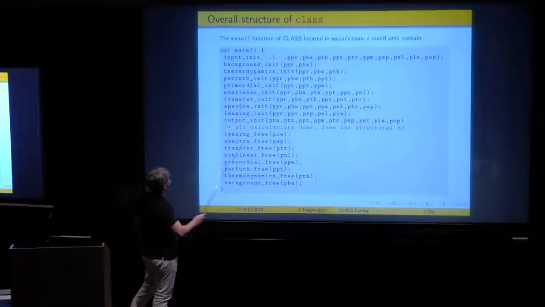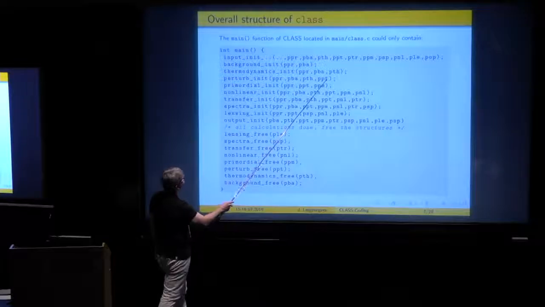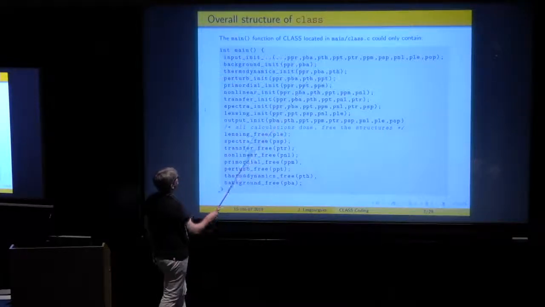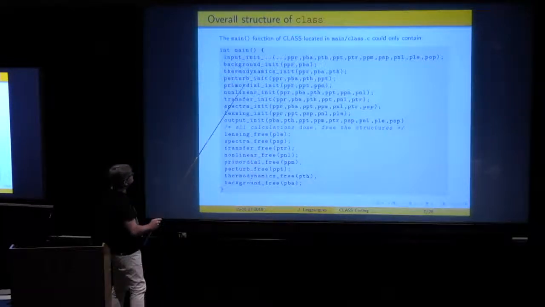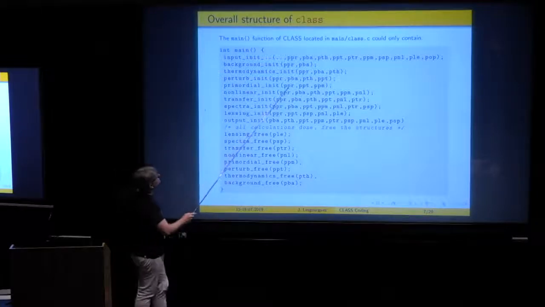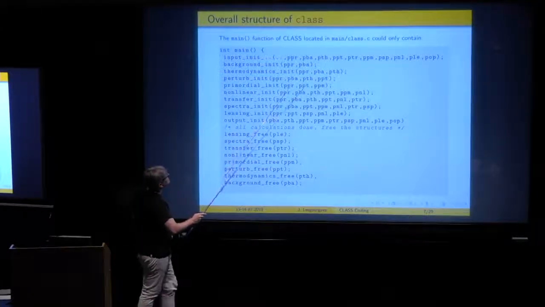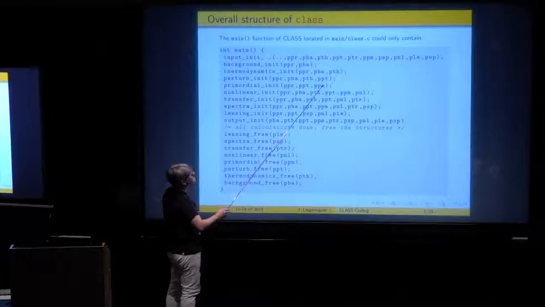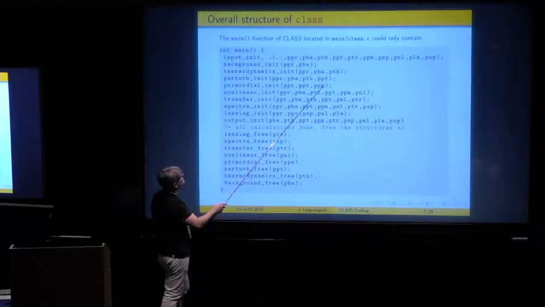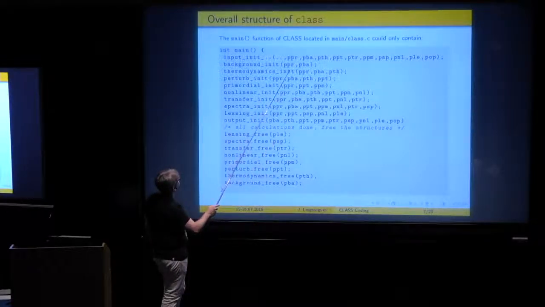Similarly, with perturbation, you need to add one more. The perturbation need to know the background and the thermodynamics. With primordial, it's a bit different. We need to know the precision. We need ppm because it's the input and the output of the module, but we don't need to know background and thermodynamics.